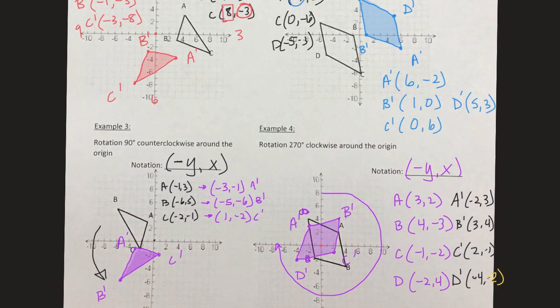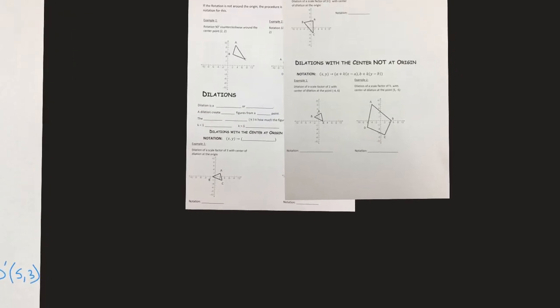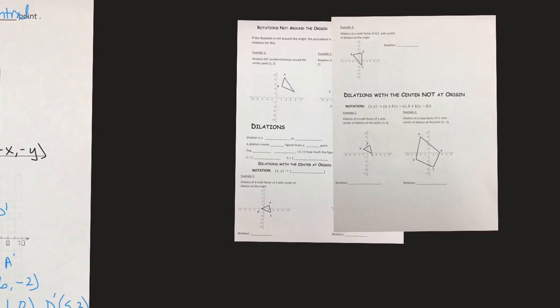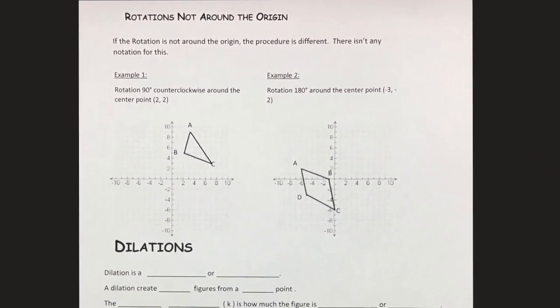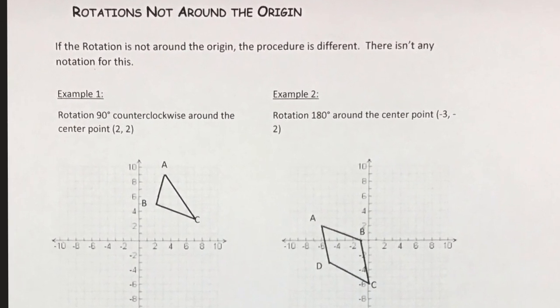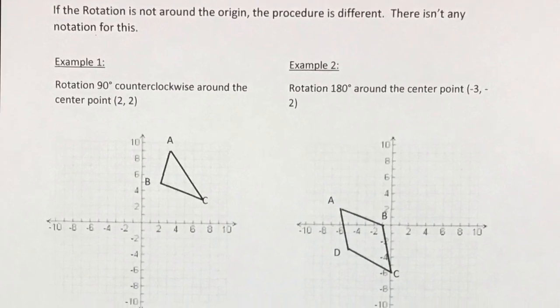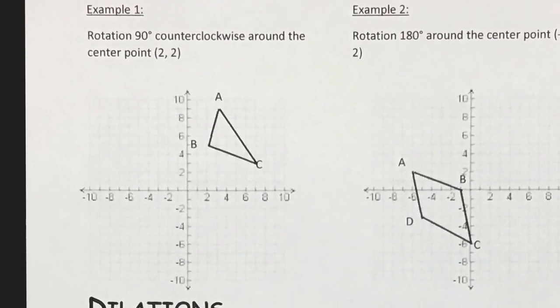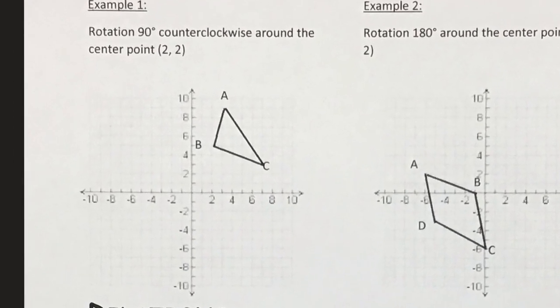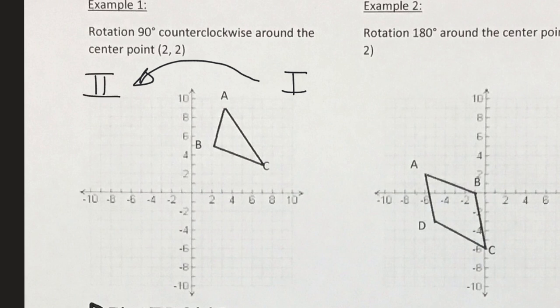Okay, so now let's get a little bit more challenging and do some rotations not around the origin. This is going to require us to do a little bit more thinking and processing. If the rotation is not around the origin, the procedure is different. There's no notation for this. So we're going to do a 90-degree counterclockwise. Remember, that means we're turning this direction. So from the first quadrant, we're going to end up in the second quadrant, around the point 2, 2.